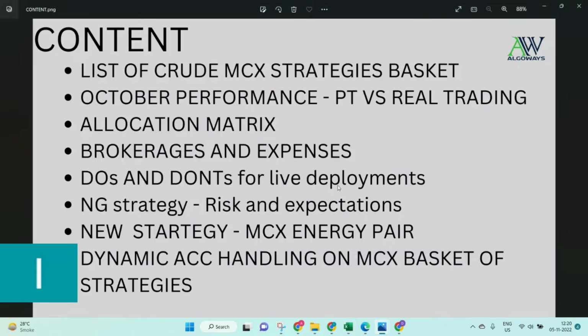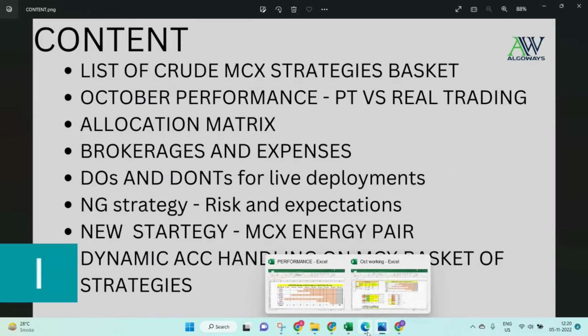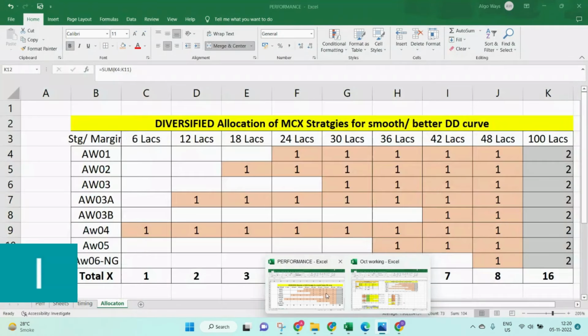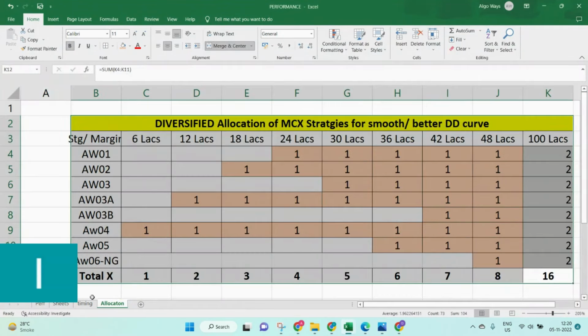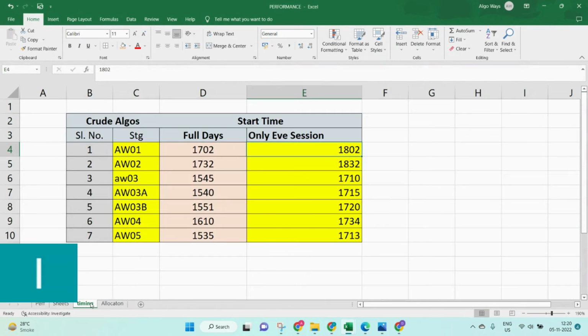Do's and don'ts for the live deployment. Now, this is a very big question, and the new deployers specifically have issues on that, and there are messages in the Telegram channel asking some very basic questions again and again.